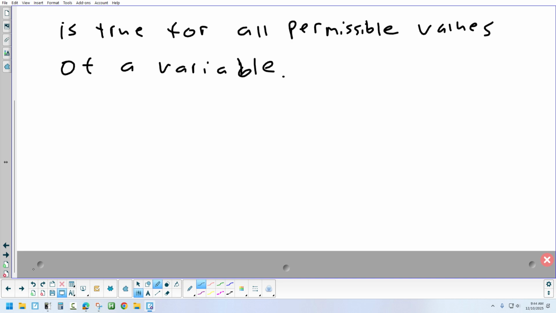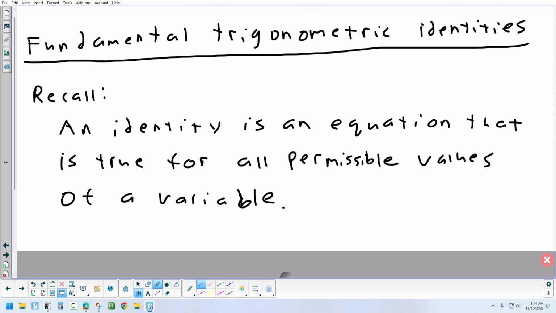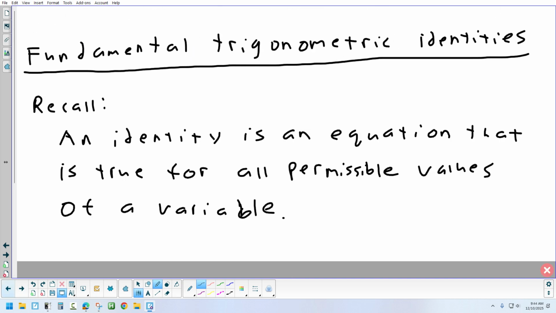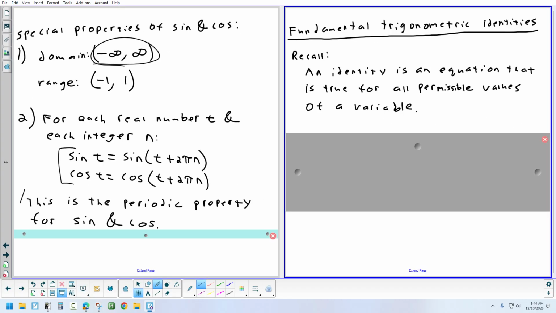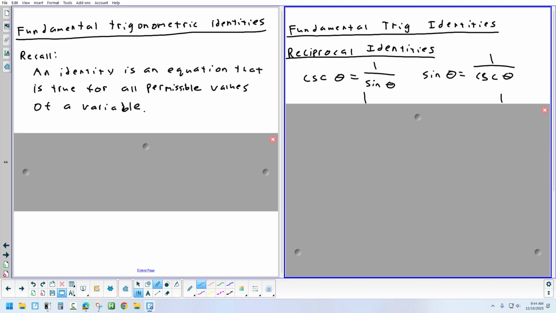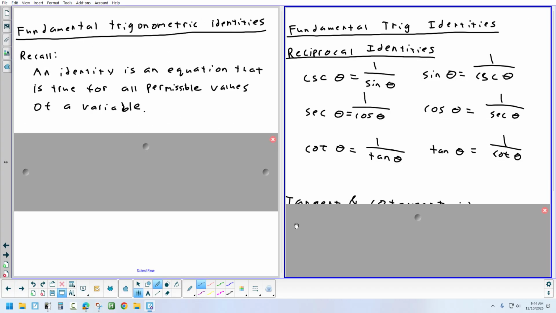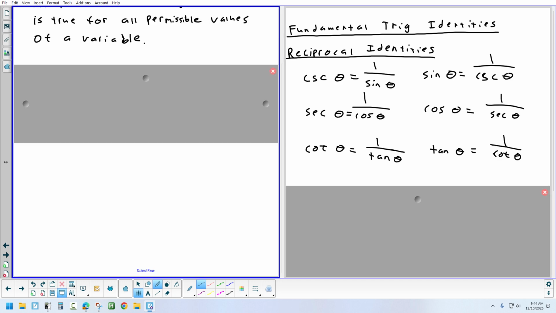Okay, go on the next page. So remember, these are formulas that are true all of the time. It's not like they only work for even angles or odd angles. No, they work all of the time. That's why they're called identities. So you've already written down all the reciprocal ones. Here's the two that I'm going to add.